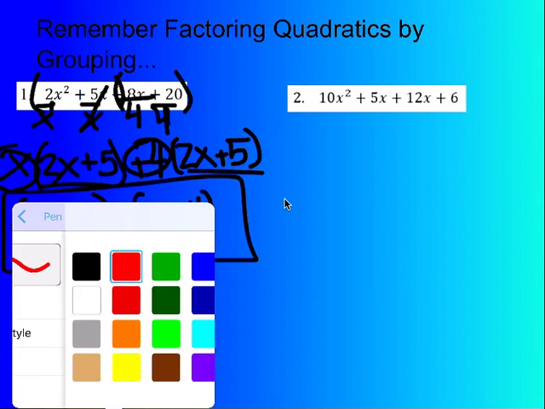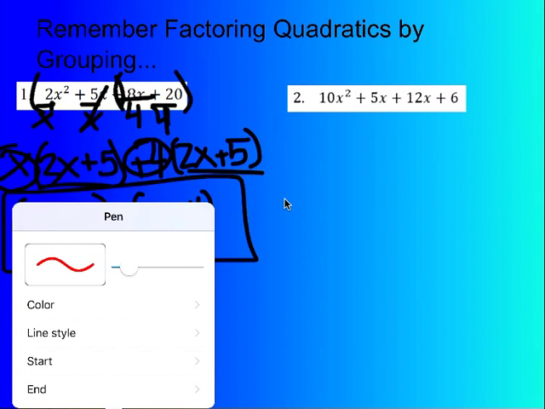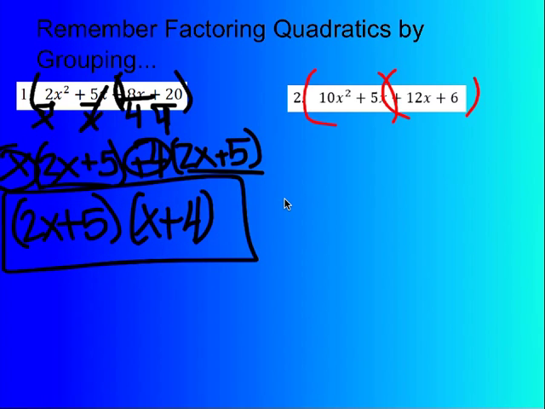Now let's take a look at number 2. So for number 2, what we're going to do again is create our two groups. So between 10 and 5, I can take out a 5. And then x squared and x, you can take out an x. So I'm dividing each of these terms by 5x. So 10 divided by 5 is 2, and then x squared divided by x is just x. So then 5x divided by 5x is just 1. Remember, it's not 0. It's going to cancel out to 1. So I'm going to go ahead and write that there.